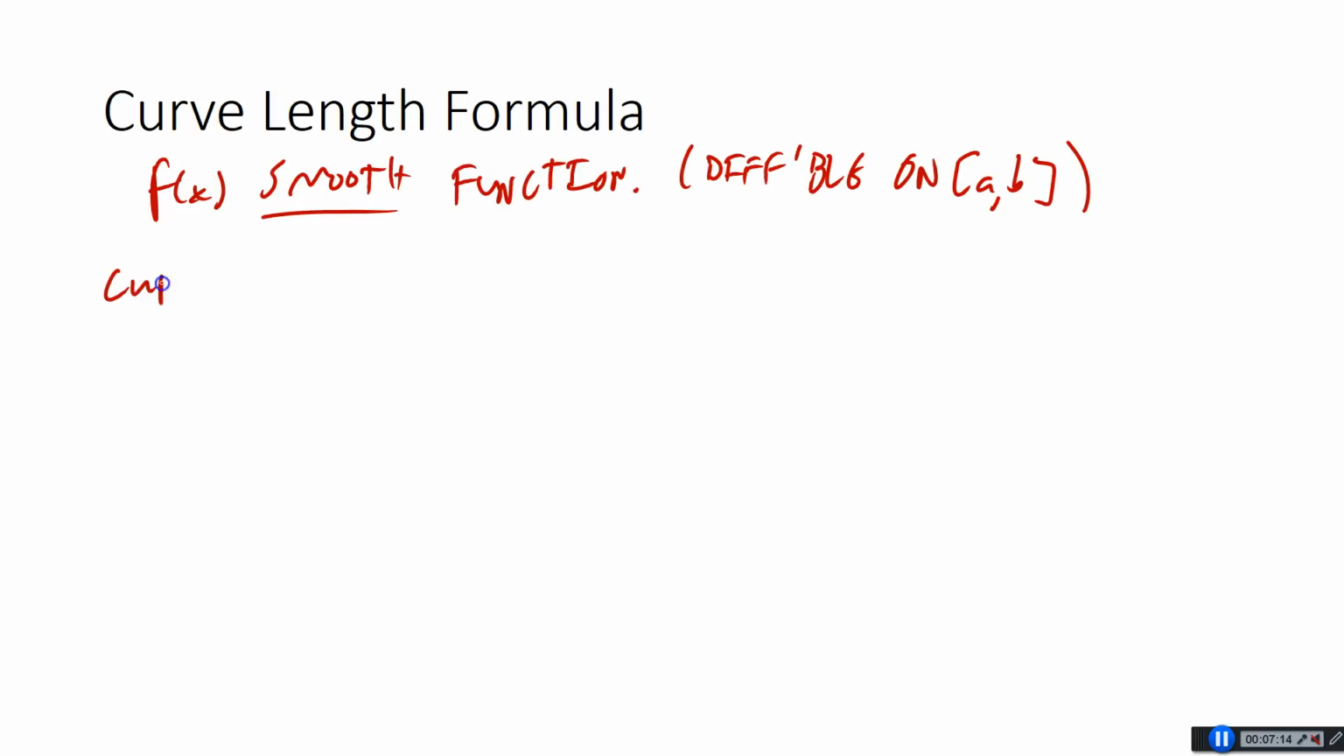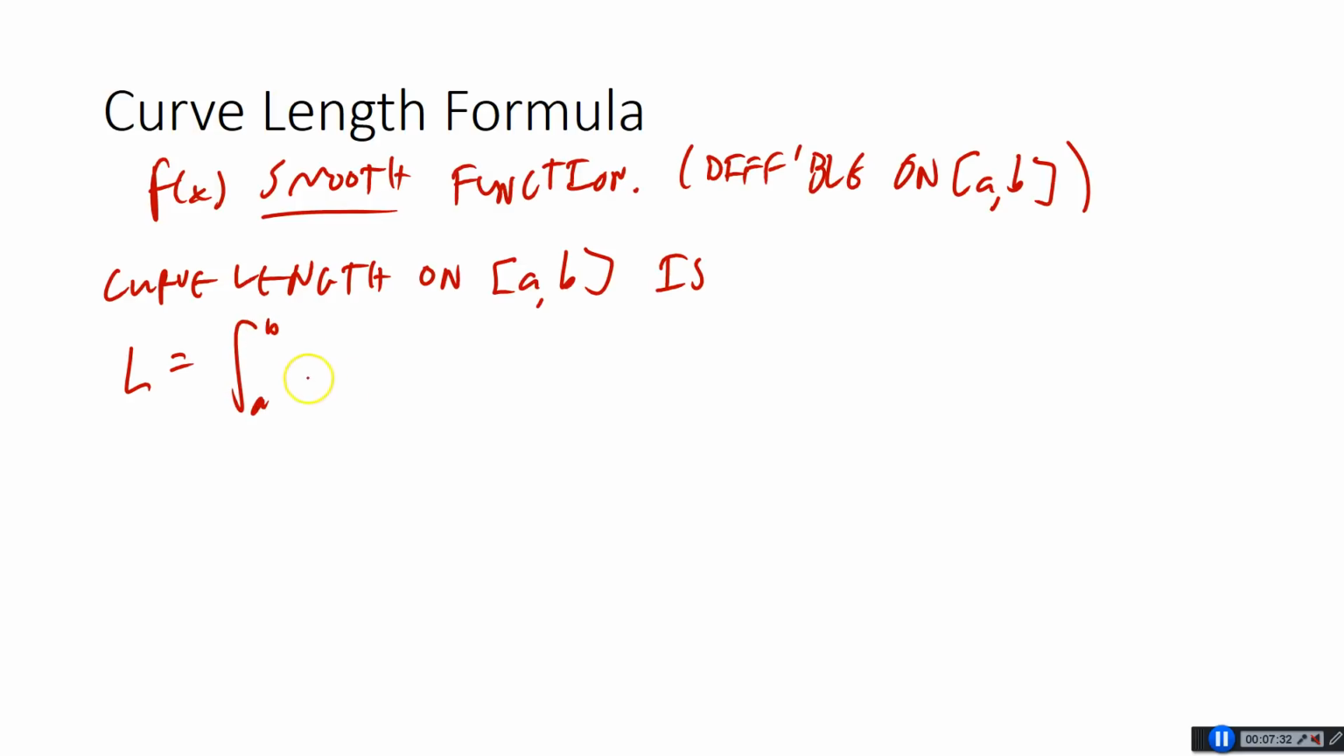Then the curve length on AB, L, is equal to the integral from a to b of the square root of 1 plus f prime of x squared dx. So really this is the only important thing to write down today, is knowing this formula.